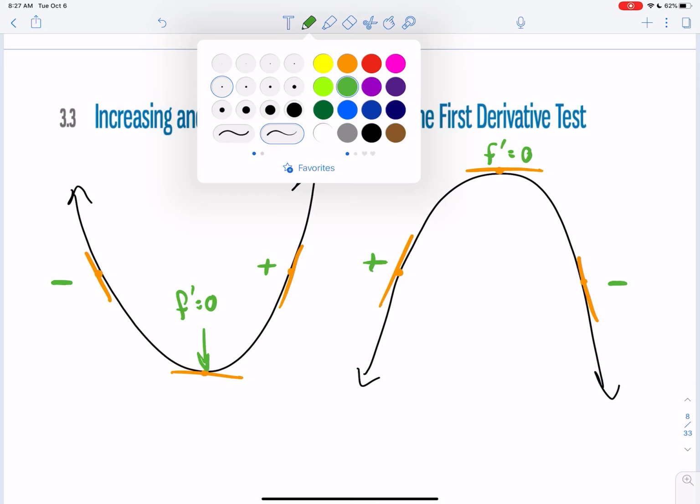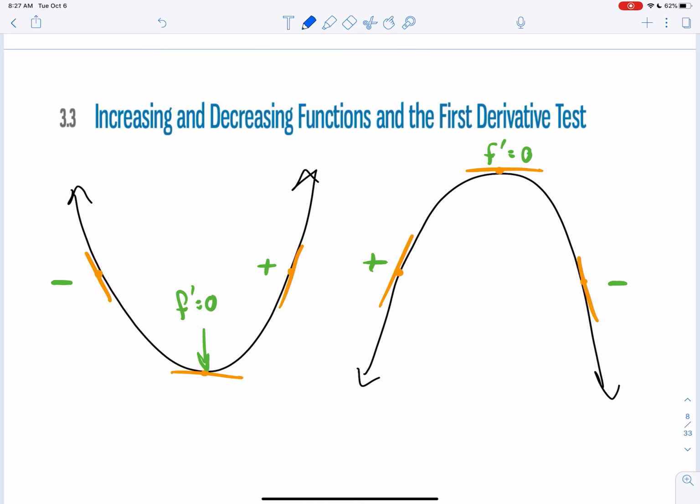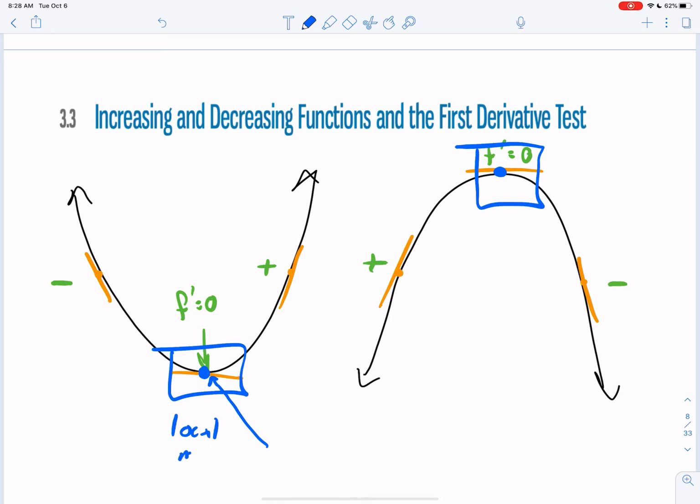Okay, so here's a question for you guys. There was a name for this point in the last lesson. Okay? Think about what that point represented here and here. Right? Press play whenever you're ready. Here on the left, we call that a local minimum because locally it's the lowest point. And over here, this is a local maximum because locally it's the highest point. So what do we notice about local minimums and local maximums?